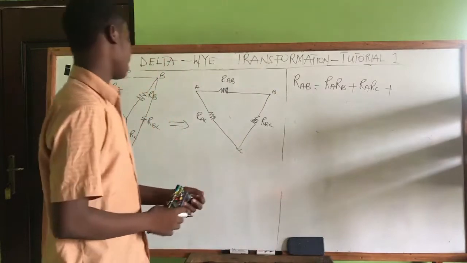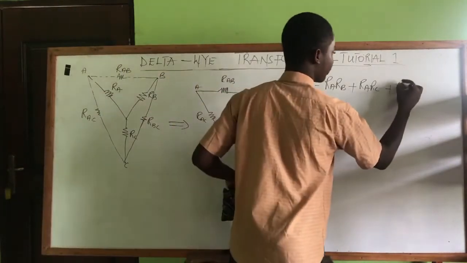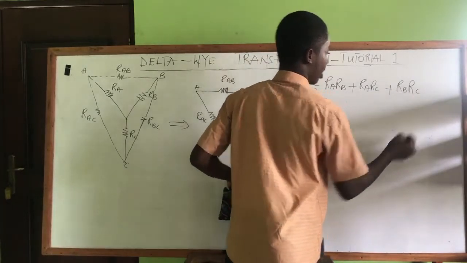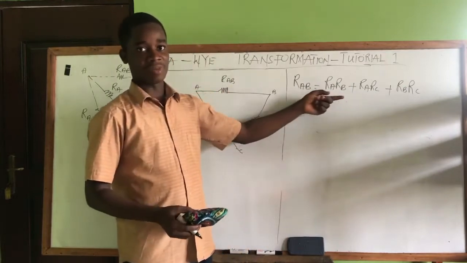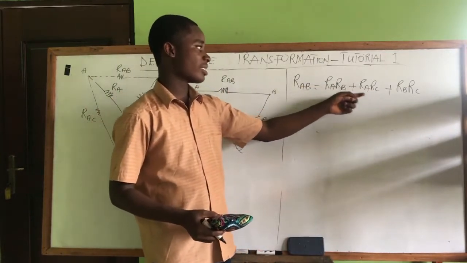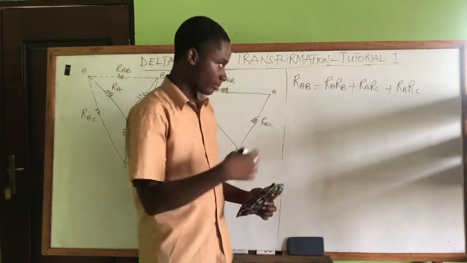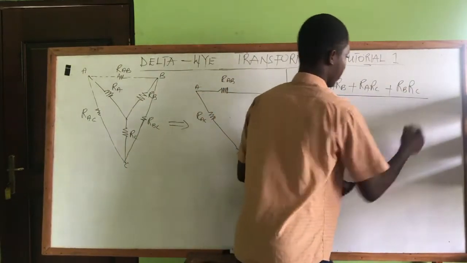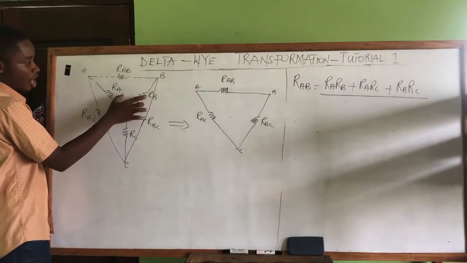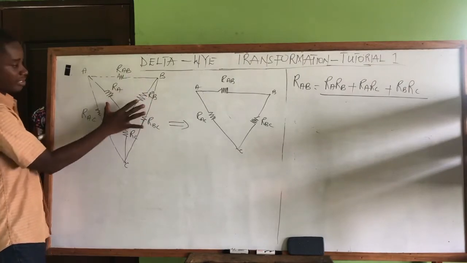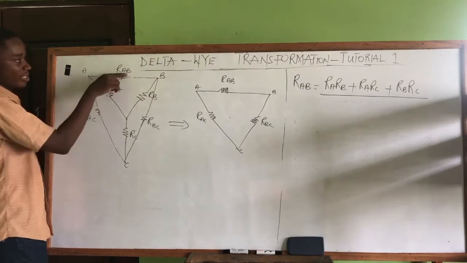Now it's left with RB and RC. So we take the RB and multiply by RC. So you see that each of the Y values is appearing twice in the multiplication. RA is appearing twice, RB is appearing twice, and RC is also appearing twice. And we divide it by what? You can see that this RA and this RB are surrounding your RAB.